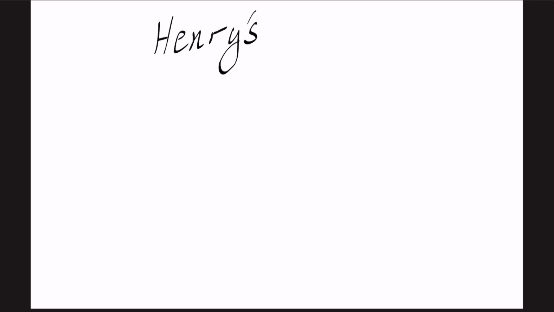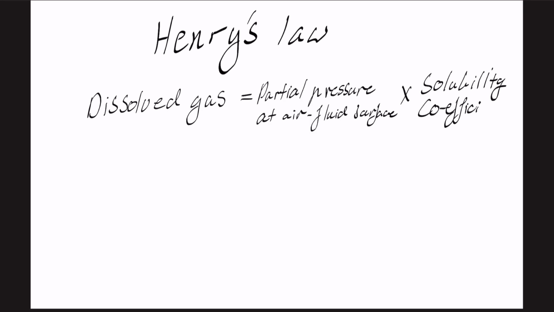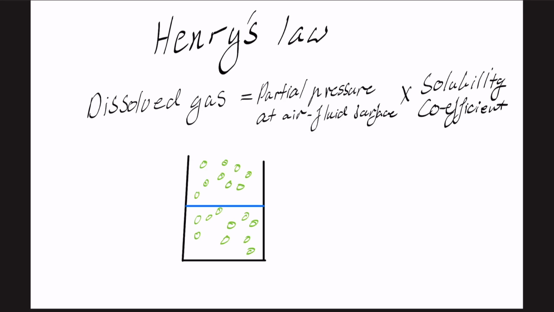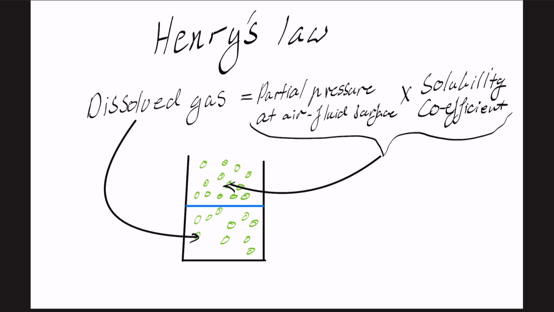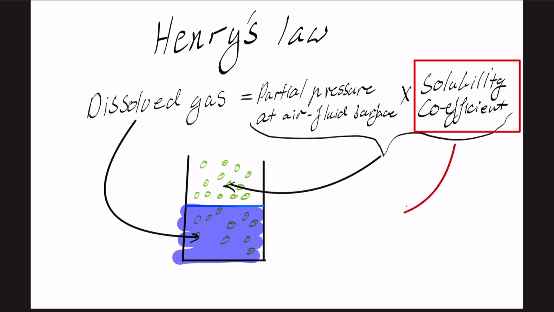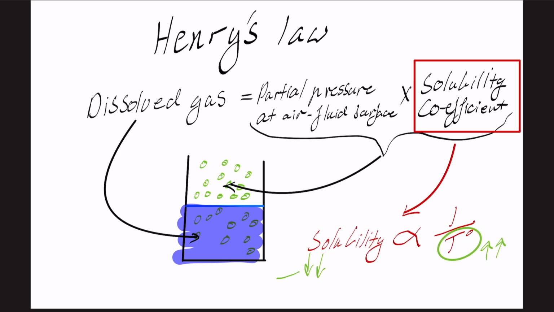Firstly, we need to understand Henry's law, which describes that the amount of dissolved gas in solution is equal to the partial pressure at the air-fluid surface interface times the solubility coefficient. So the solubility coefficient we know is inversely proportional to temperature, which means that for an increase in temperature, the solubility will decrease, so gas will come out of being dissolved. But if we decrease the temperature, more gas can be dissolved.